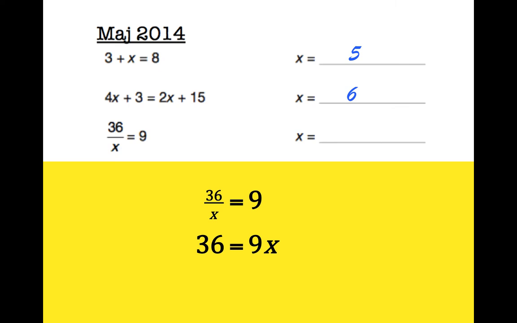36 equals 9x. We don't want to know what 9x's are. We want to know what 1x is on its own. So we divide both sides by 9 to get x equals 4.